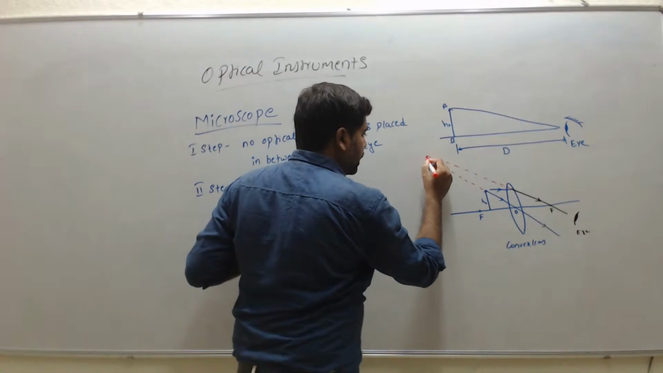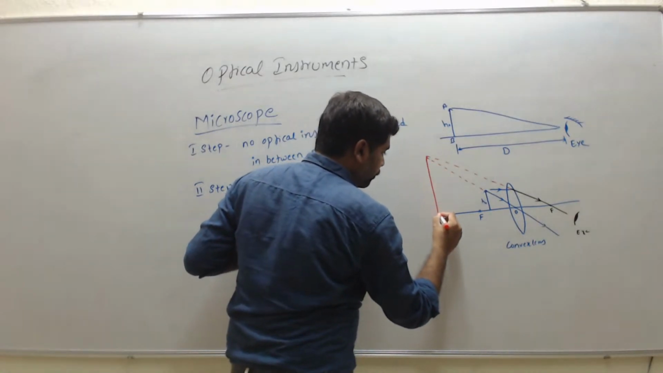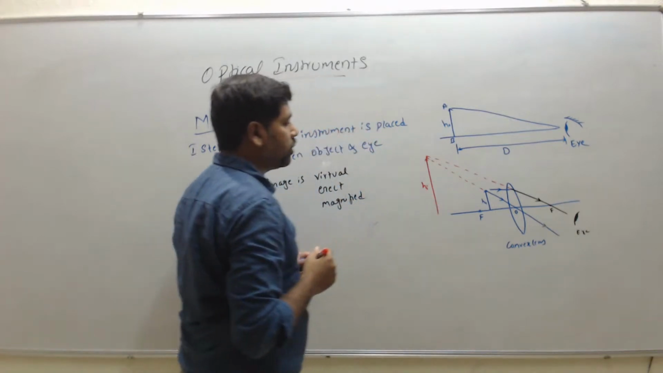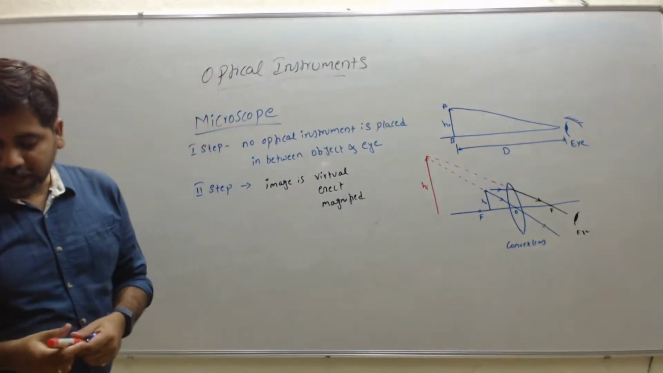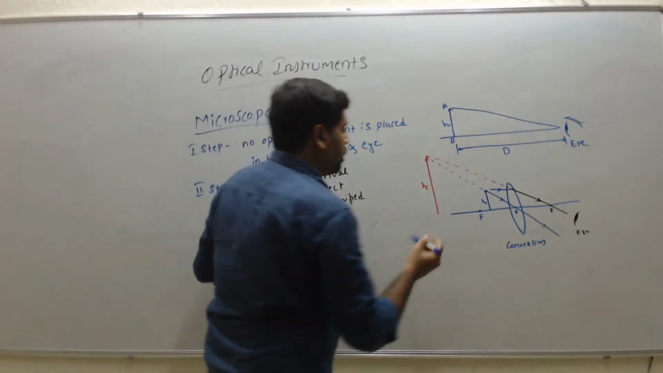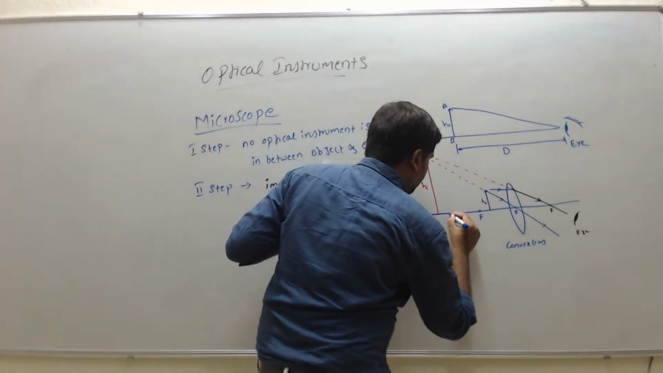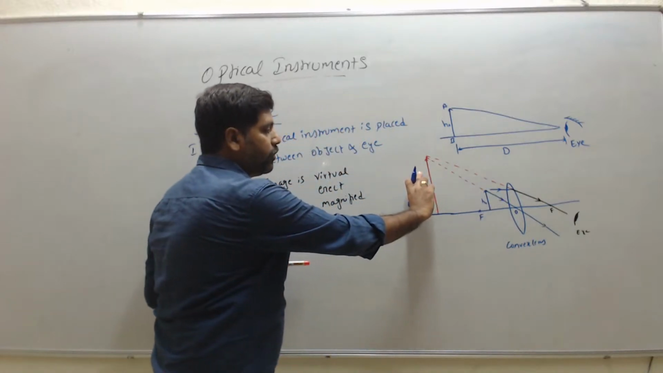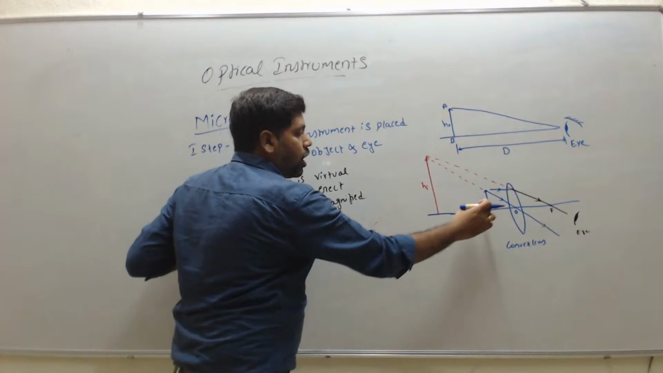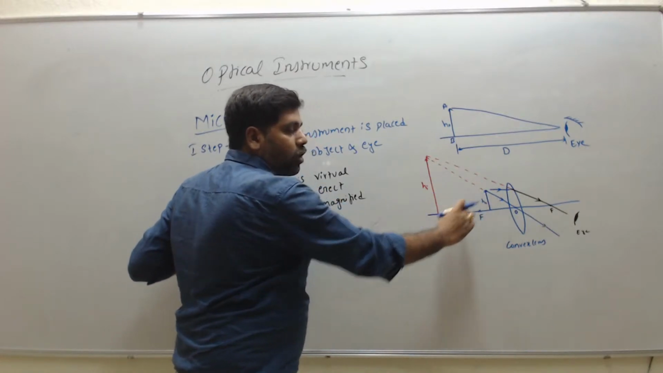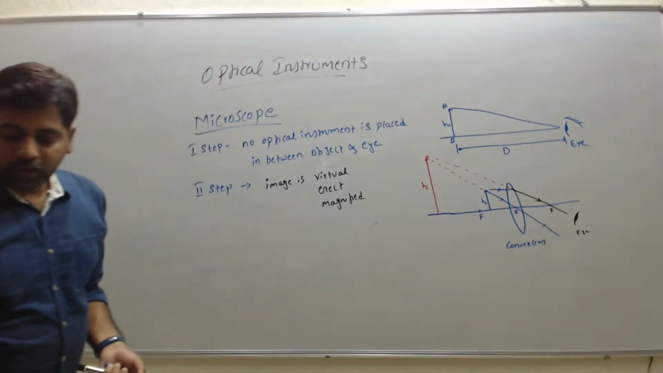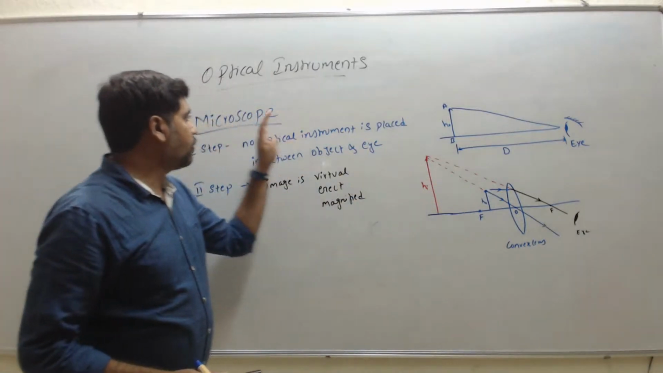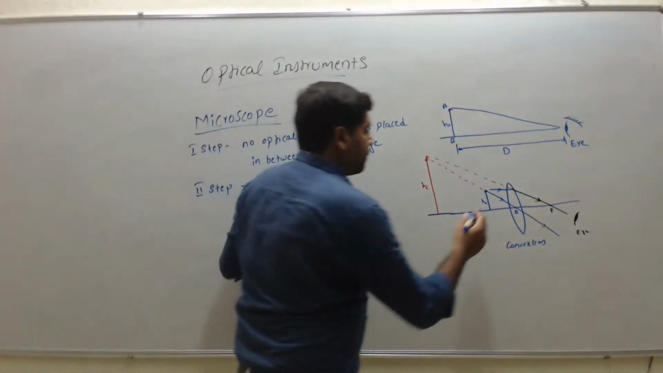So if we draw the image, this becomes the image, and this one is the height of the image. The image is virtual, erect, and also magnified. If you observe the height of the object and the height of the image, the height of the image is larger than the height of the object. So this is the ray representation of the microscope.